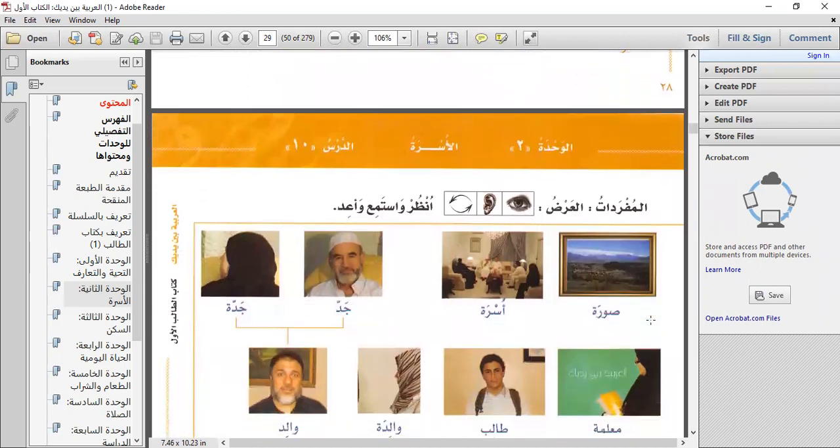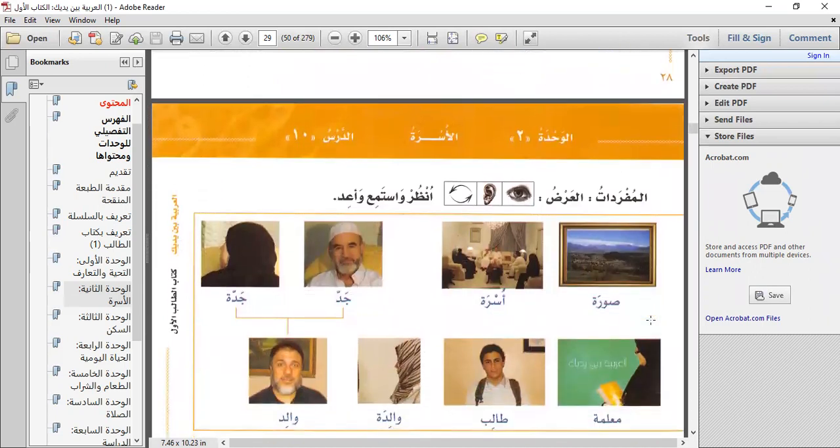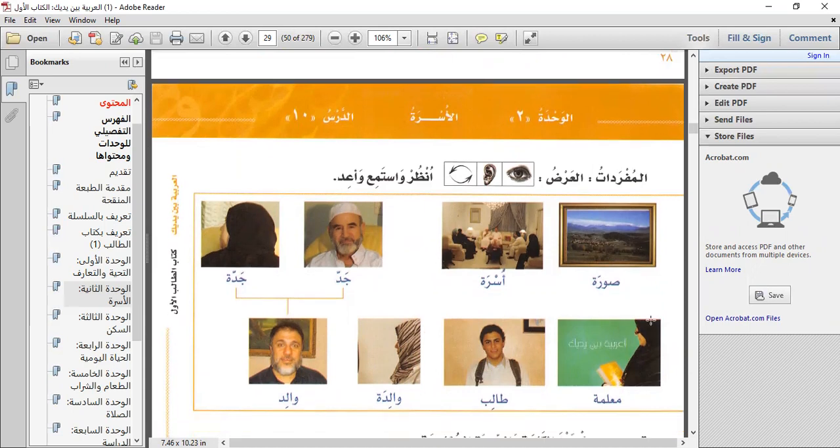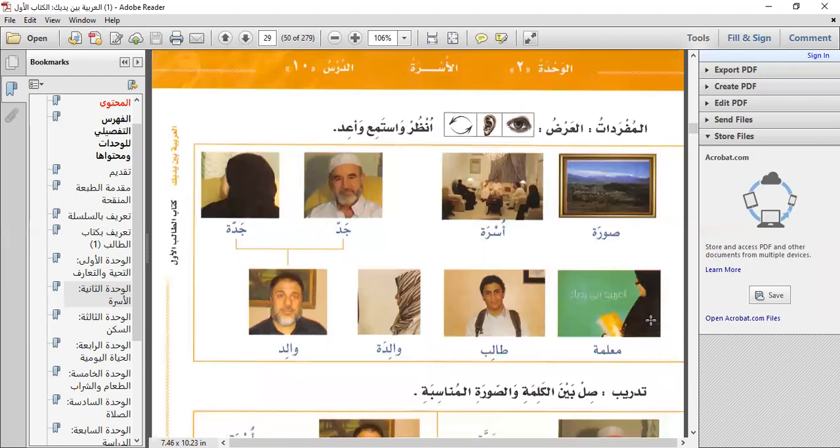Remember that huwa is for he, hiya is for she, hada, this, is used for masculine, and hadihi, this, means it's for feminine. Here, surah means picture. How can you tell if it's masculine or feminine? Because there's a ta marbuta on surah, picture. And remember, this is sad. If it's surah with sad, that means a picture. If it's with seen, that's a surah of the Quran. Or usra means family.